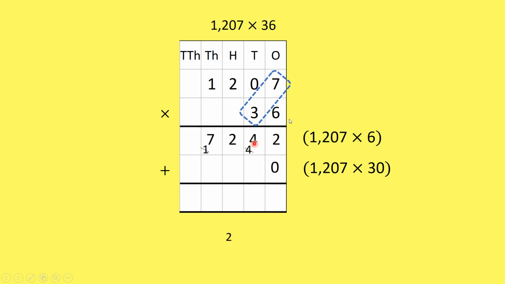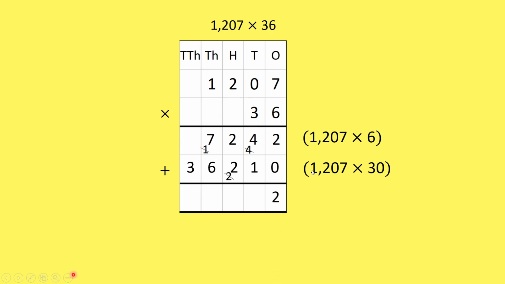3 times 7 gives us 21. We carry the extra 2 to the next column. 3 times 0 will give us 0, so we need to make sure we add that extra 2 into our column. 3 times 2, 6, and 3 times 1, 3. Now, our last step with our double equals here, everything is lined up properly. We need to add together our 2 answers.